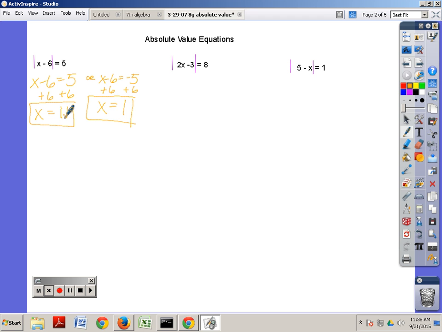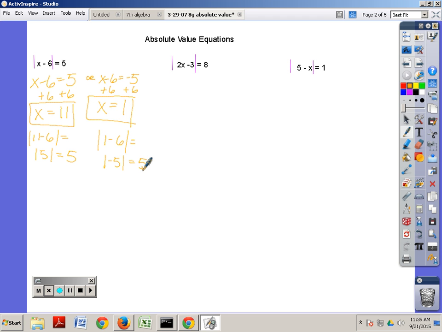So let's just check those by plugging them back in. So 11 minus 6, absolute value. That's absolute value of 5, which is in fact 5. Over here, we've got absolute value of 1 minus 6. And 1 minus 6 is the absolute value of negative 5, which is 5. Notice inside the absolute value bars, you always do what's in there and then take the absolute value of it. You don't take the absolute value of like the minus 6 in here. You do the operation, then take the absolute value.